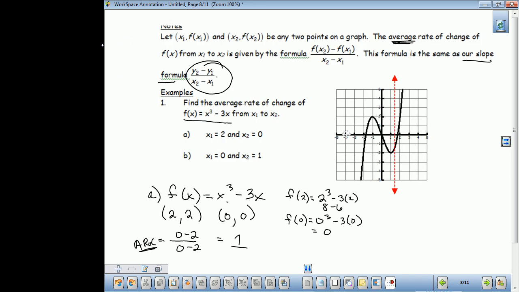Wait, so the x1 and x2 is just the order you do it in? Yeah. Pretty close. Alright, that's pretty close. So do you see this function has a value of 2 when x is 2?